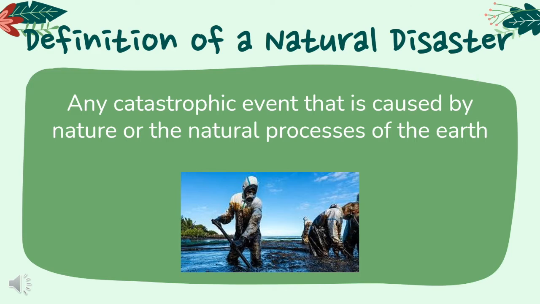The definition of natural disasters is any catastrophic event that is caused by nature or the natural processes of the earth. The severity of a disaster is measured in lives lost, economic loss, and the ability of the population to rebuild. Events that occur in unpopulated areas are not considered disasters. So a flood on an uninhabited island would not count as a disaster, but a flood in a populated area is called a natural disaster. Therefore, events such as earthquakes, blizzards, floods, hurricanes, and so on would all be categorized as natural disasters.